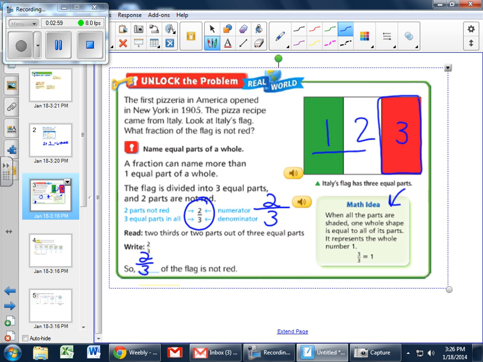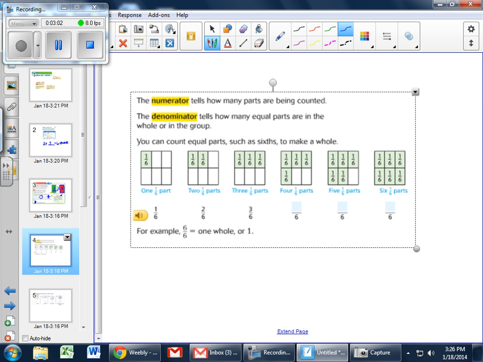Okay? If you scroll down, look down on your page, you're not on the computer. You're going to look at the numerator tells the parts that are being counted. So that's your top number, remember. And your denominator tells how many equal parts are in the whole of the group. Okay? You can count equal parts such as 6 to make a whole.